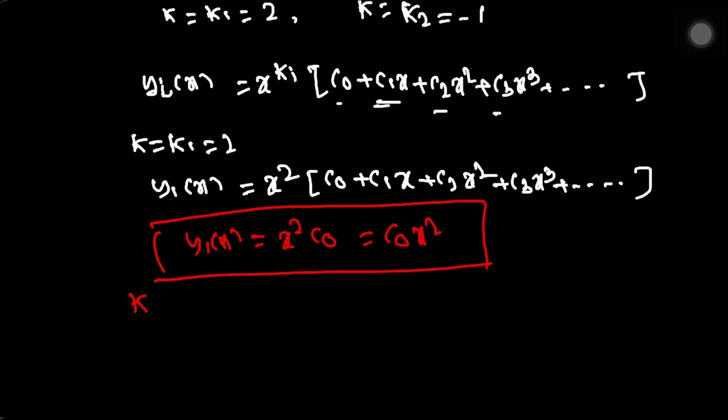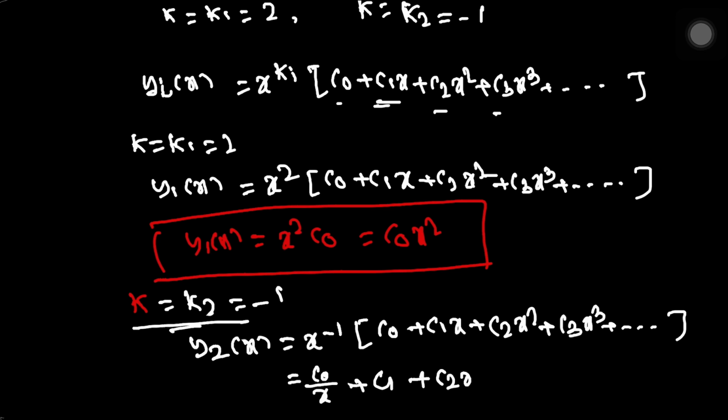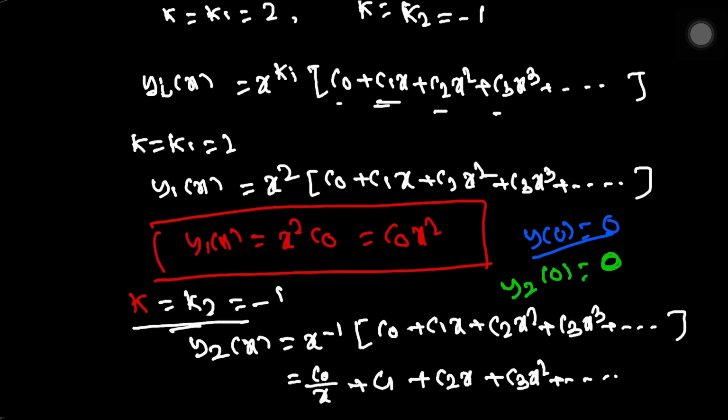So now for k equal to k2 equal to minus 1, the solution will be y2(x) equal to x to the power minus 1 into c0 plus c1x plus c2x square plus c3x cube and so on. So it can be written as c0 by x plus c1 plus c2x plus c3x square and so on. What is the initial condition? y(0) equal to 0. So y(0) equal to 0 also gives y2(0) equal to 0 because this is also a solution. But if you put x equal to 0 here, you can see that this will be unbounded because c0 by x is there.